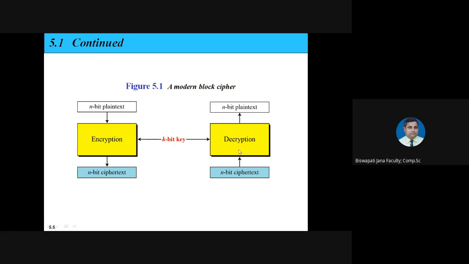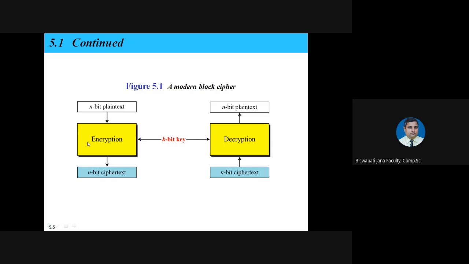So this encryption and decryption algorithm is known to all. Means this has been published in different journals and papers, or it is available publicly. But you cannot get this k-bit key because this is secret. So without this k-bit key, you cannot decrypt the message. The security depends on the key, not the technique.